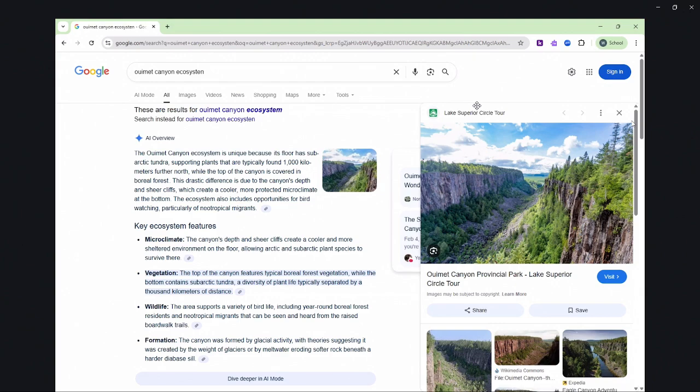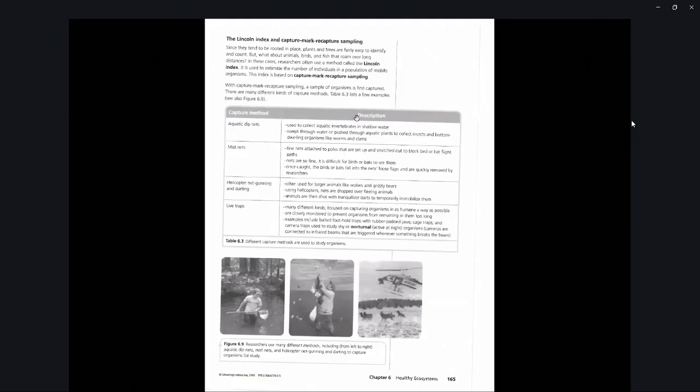So we're going to go back to our textbook. And just give me 1 second. Get back on the screen for us. So if we look at, now we're back on page 165.